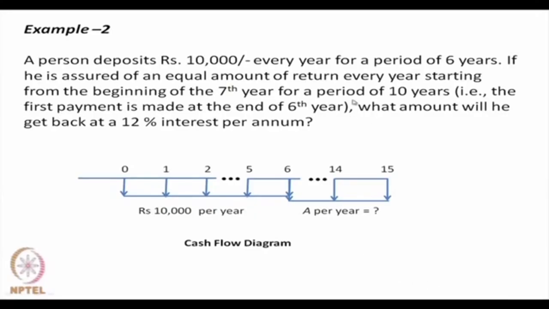Because the first payment is made at the end of the 6th year, the 10th payment will be made at the end of the 15th year. That will make it 10 years. The question is, if he has been making a payment for 6 years at the rate of 10,000 rupees per year, and if he starts getting his money from the 6th year till the 15th year, that is for a total period of 10 years, what amount is he likely to get every year if the interest rate prevailing is 12%? This is the question.